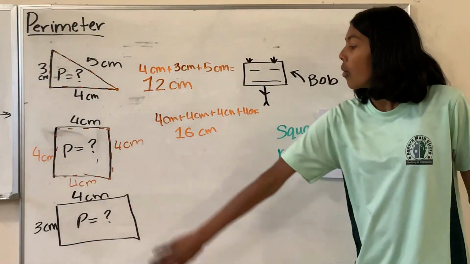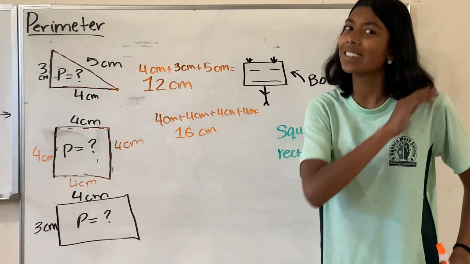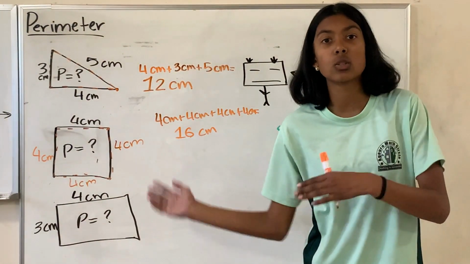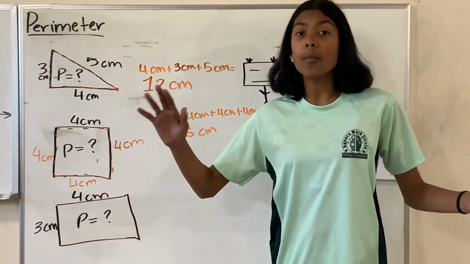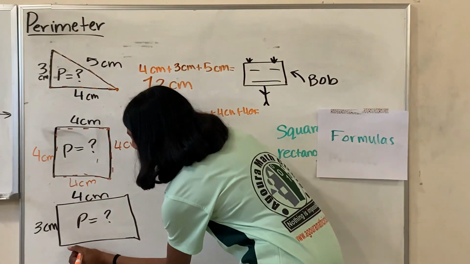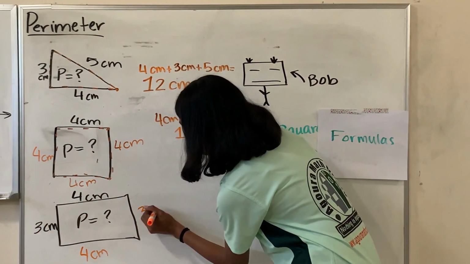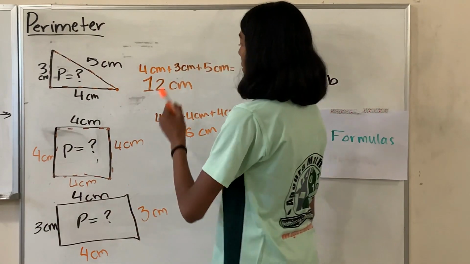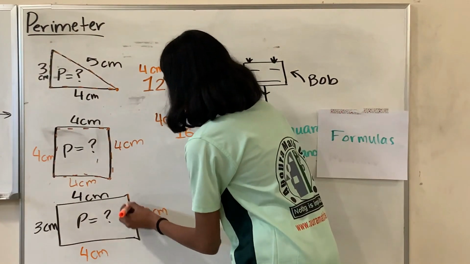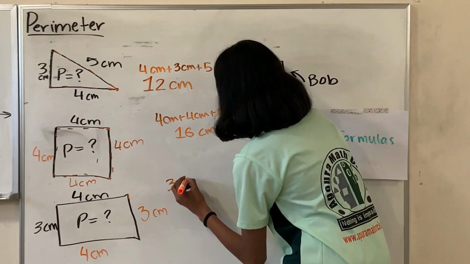Yay! And then we have a rectangle. The problem, guess what, is annoying. So it decided to only give us 3 centimeters and 4 centimeters. But we're going to use what we learned before to know that opposite sides are equal in a rectangle. So this is 4 centimeters, this is also 4 centimeters. And if this is 3 centimeters, this is also 3 centimeters. So Bob, once again, we're going to make you do physical labor for us learning. 3 plus 4 plus 3 plus 4. Let's write that down.